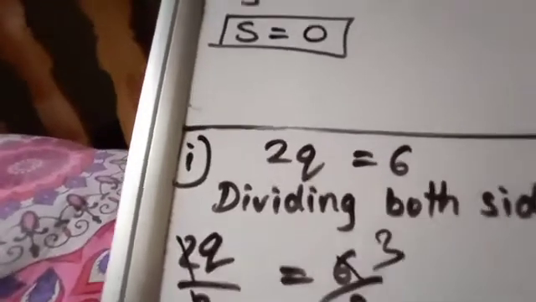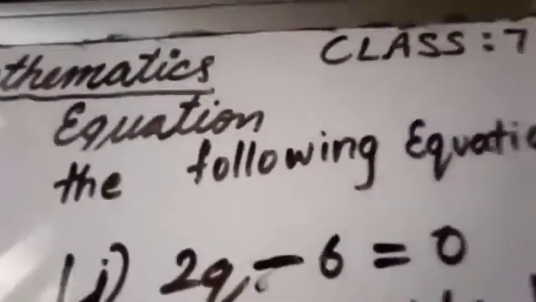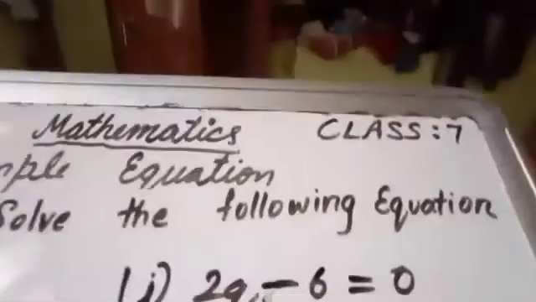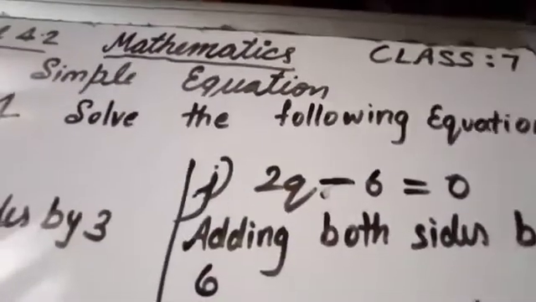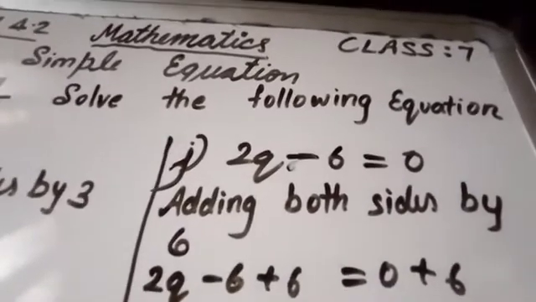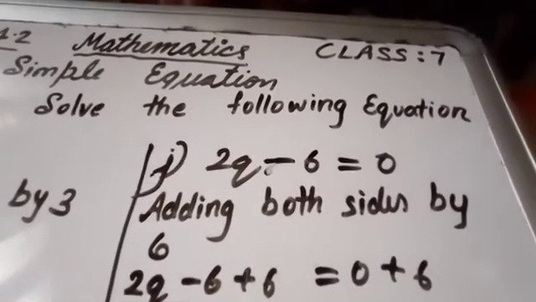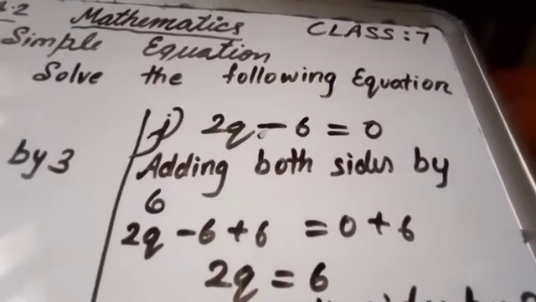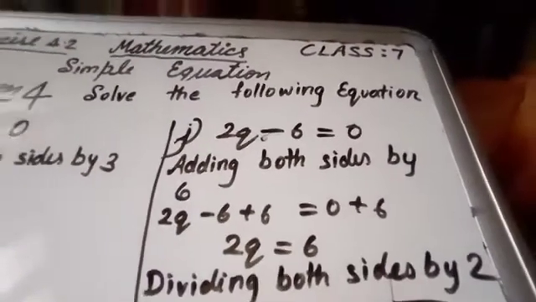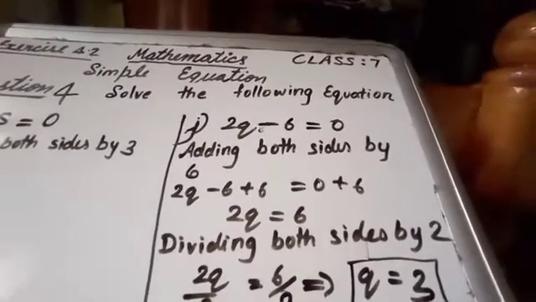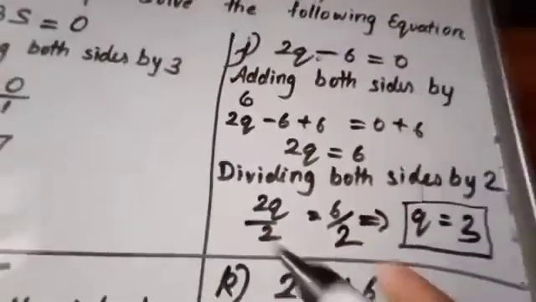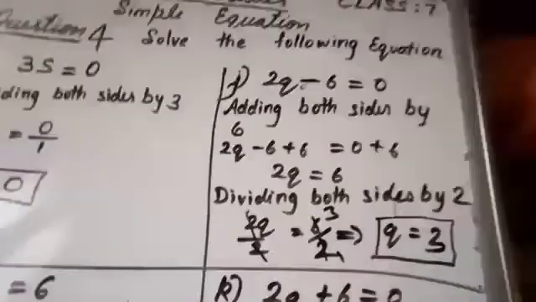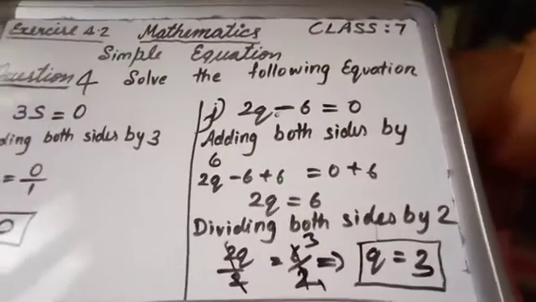Now let us go to the J question. 2q minus 6 is equal to 0. Adding 6 to both sides. So we get 2q minus 6 plus 6, 0 plus 6. Then we will get 2q is equal to 6. Dividing both sides by 2, the 2 will get cancelled. 2 1s are 2, 2 3s are 6. So we will get q is equal to 3.